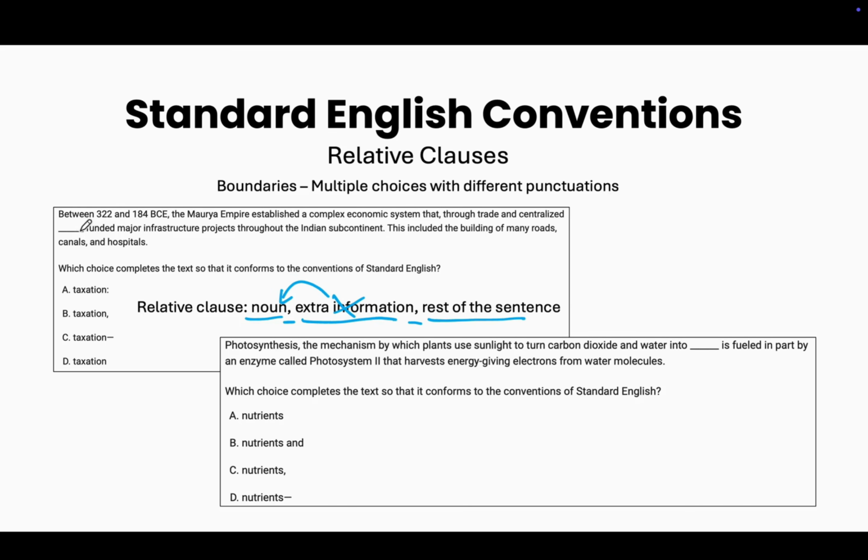So for example, here it says, photosynthesis, the mechanism by which plants use sunlight to turn carbon dioxide and water into nutrients, is fueled in part by an enzyme called photosystem 2 that harvests energy-giving electrons from water molecules. So the line in the middle just gives extra information about photosynthesis. So let's see if we can remove the middle part and if it still would work. So it would be photosynthesis is fueled in part by an enzyme called photosystem 2 that harvests energy-giving electrons from water molecules. So this still works. So that means the commas are correct.